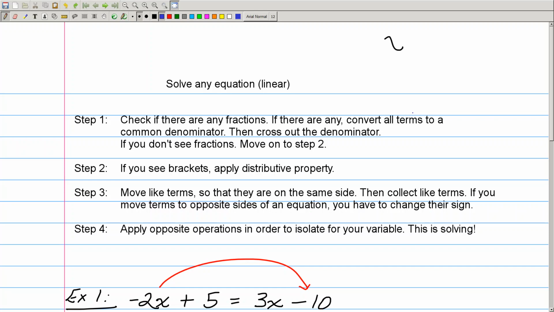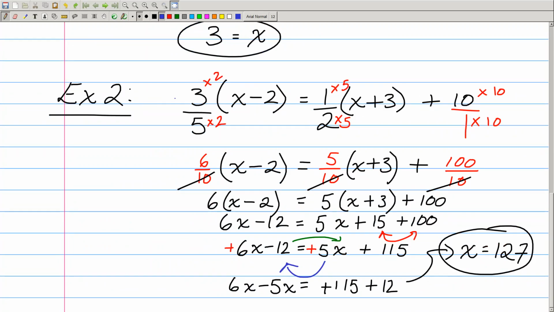And certainly in an example as simple as that, you don't have to do any of this stuff, any of the step 1 stuff, any of the step 2 stuff, not even step 3. You just apply opposite operations. So it is what it is. I like to say the world is your oyster.